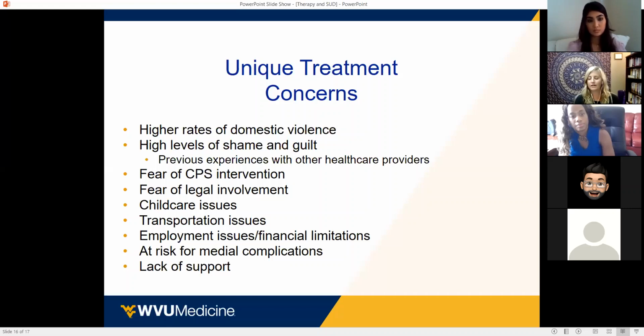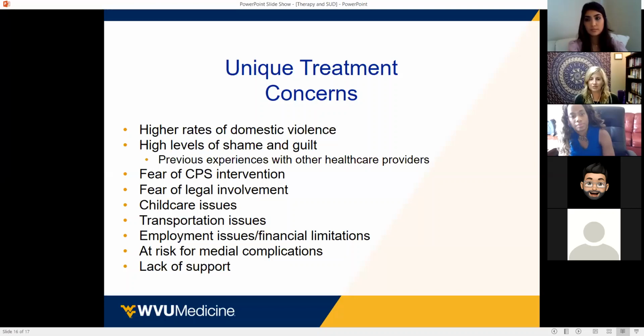If I am a patient and CPS is involved, and I know I need to be honest with my treatment team because that's the best way to get the most help, but I'm afraid they're going to report something back to my CPS worker, and is that going to prevent me from getting my kids back sooner? That could potentially get in the way of treatment. Same thing in general, just fear of legal involvement.